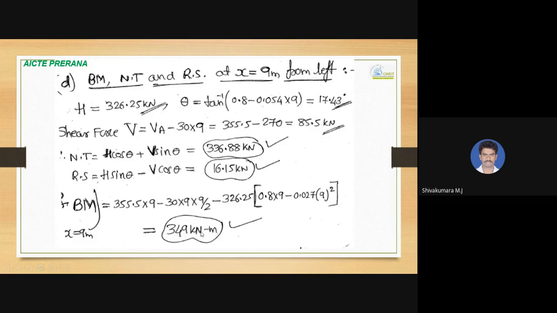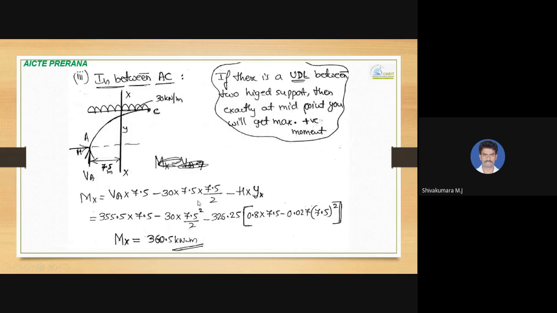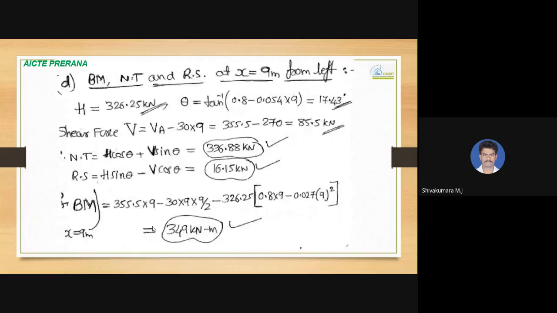If you do so, you will get 349 kilonewton meter, that is sagging bending moment. It is the same procedure we followed here, but in place of 7.5 meter, we need to place 9 meter. The remaining things are the same. If we do so, we will get 349 kilonewton meter.